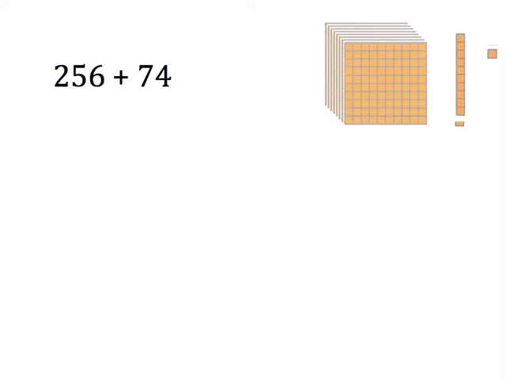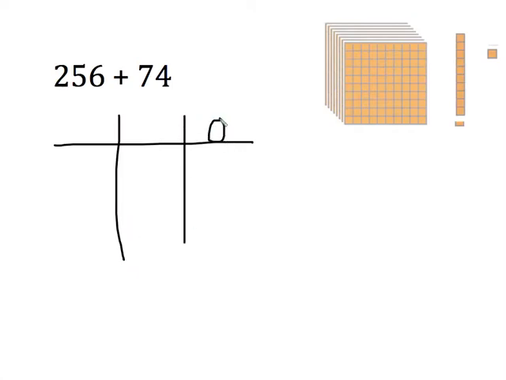Today I'm going to show you a strategy for adding that involves drawing pictures. First thing I like to do is draw my place value chart so I can make sure to keep all my numbers organized. Within my place value chart, I know that the furthest over to the right is your ones, then your tens, and finally your hundreds.